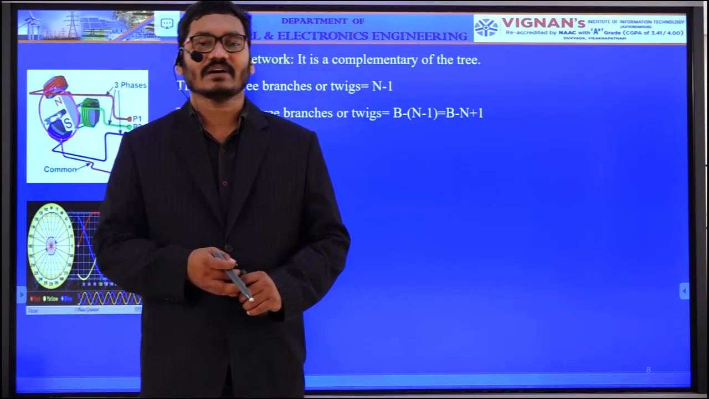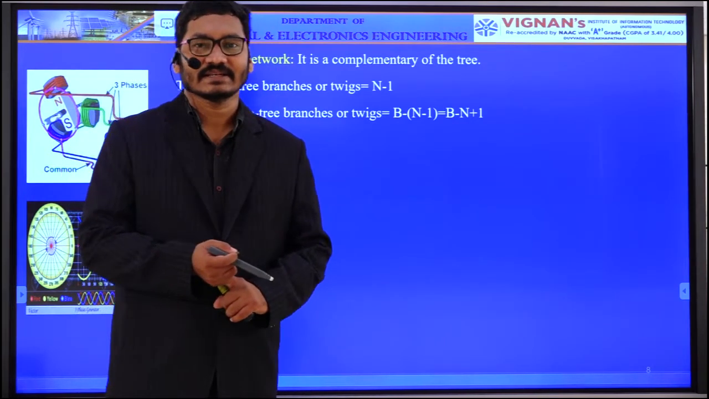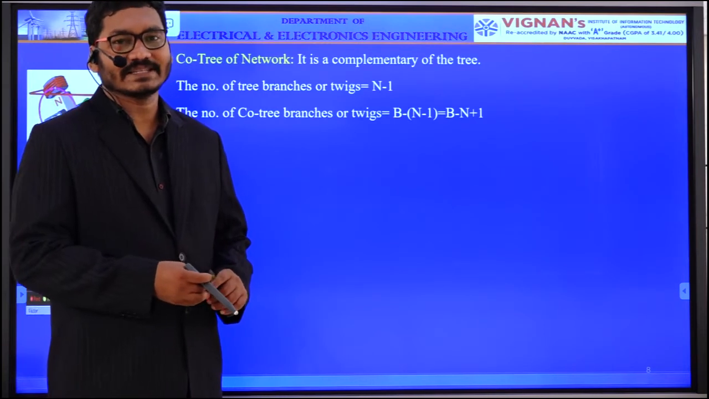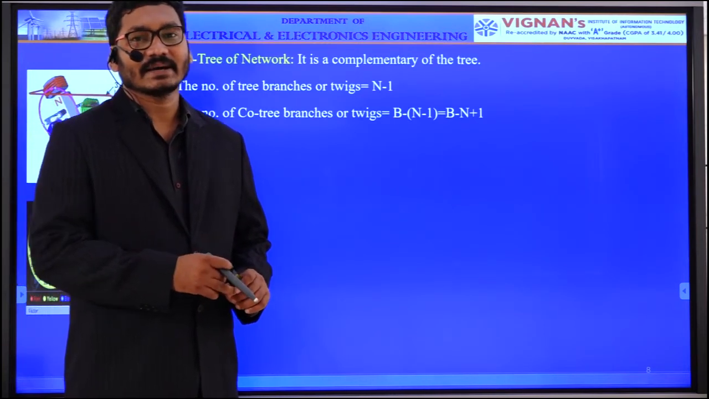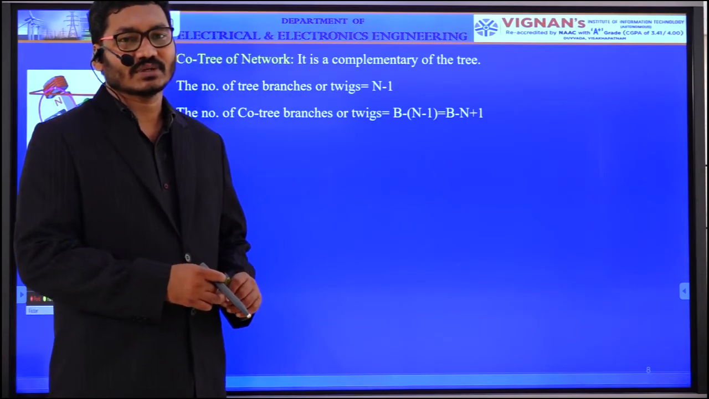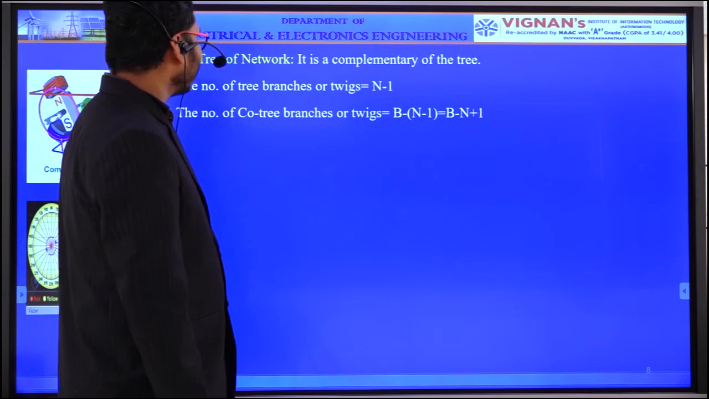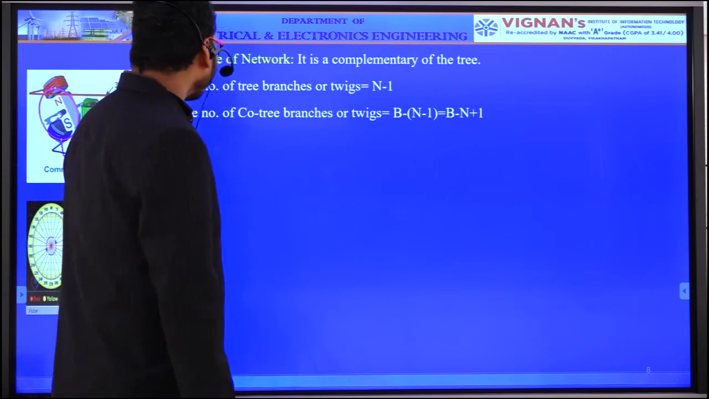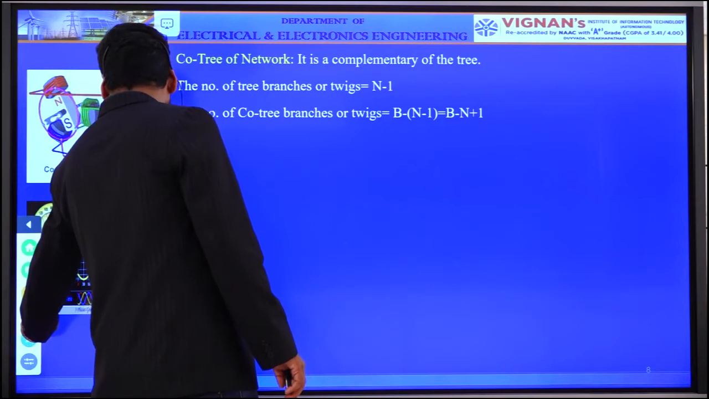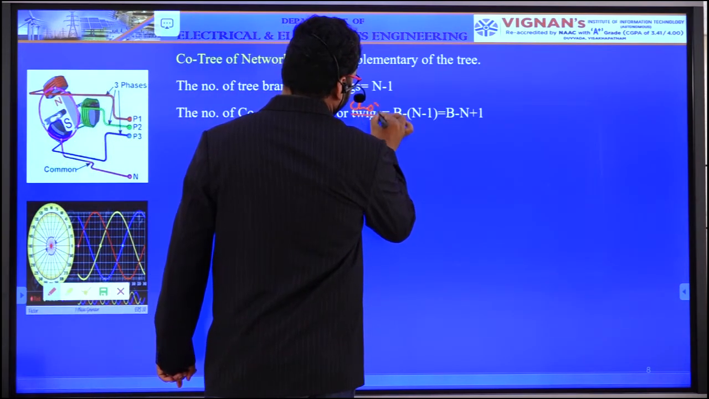The number of chords is equal to b minus n plus 1, where b is the number of branches and n is the number of nodes. Just substitute the branches and nodes, and you will get the number of links or chords. The number of co-tree branches we will call the chords.